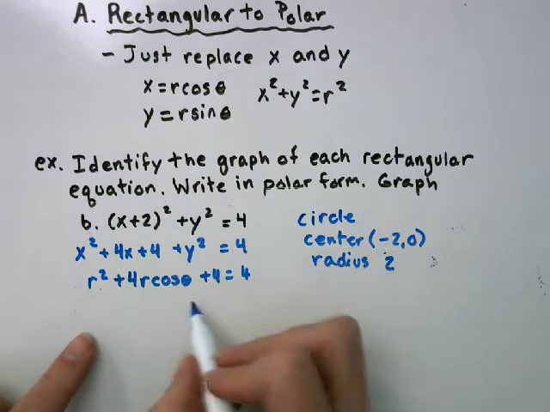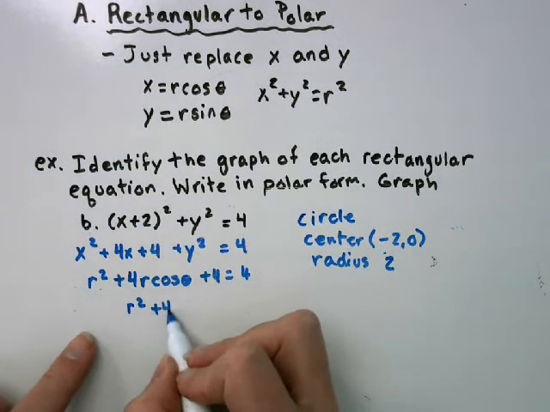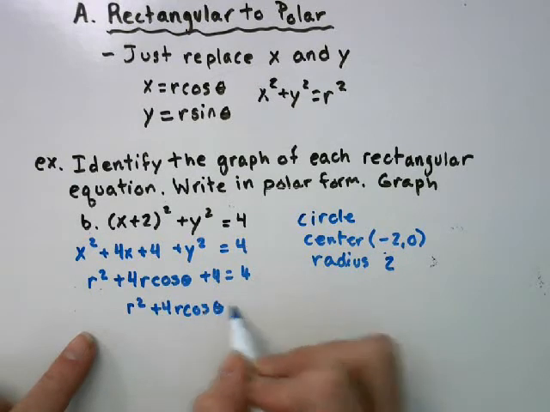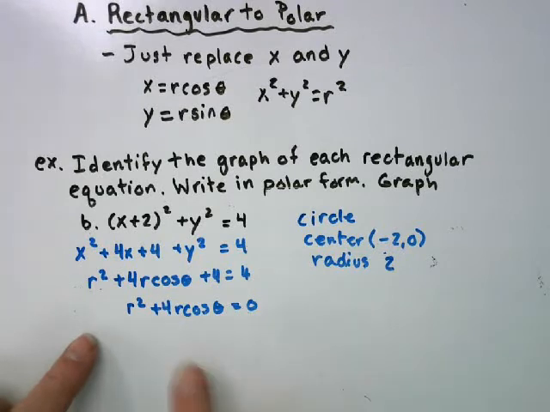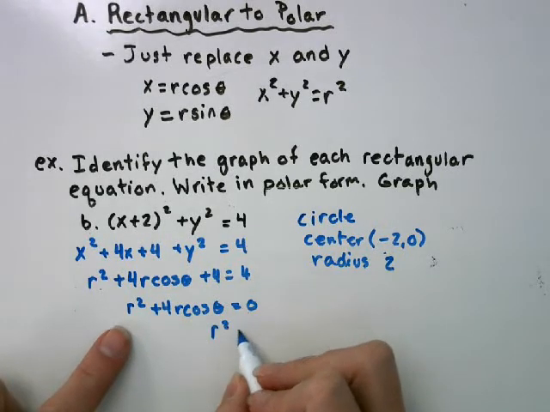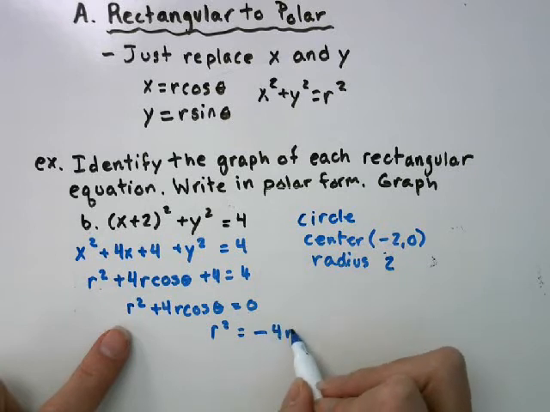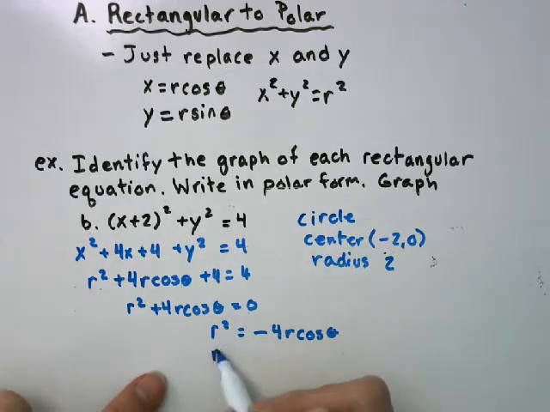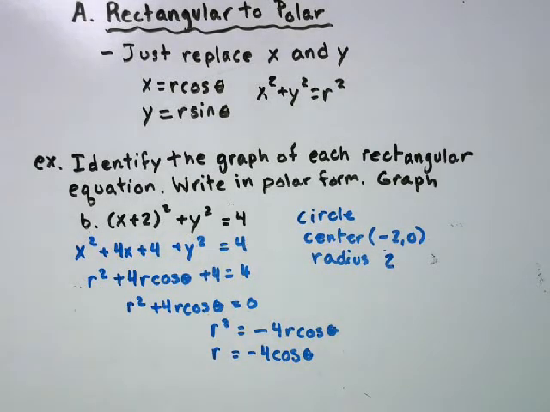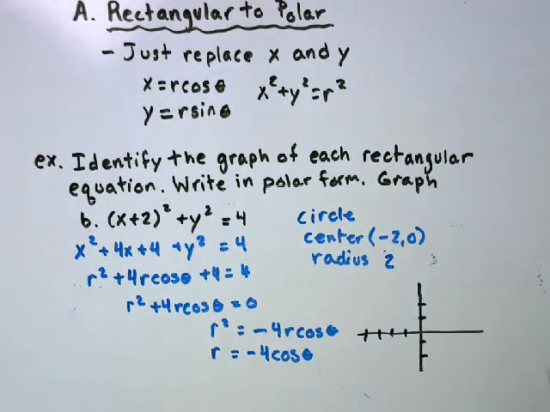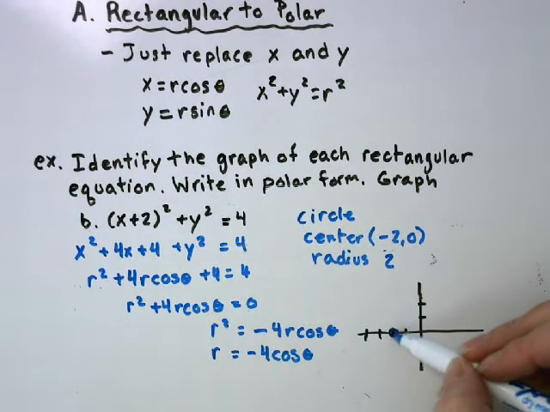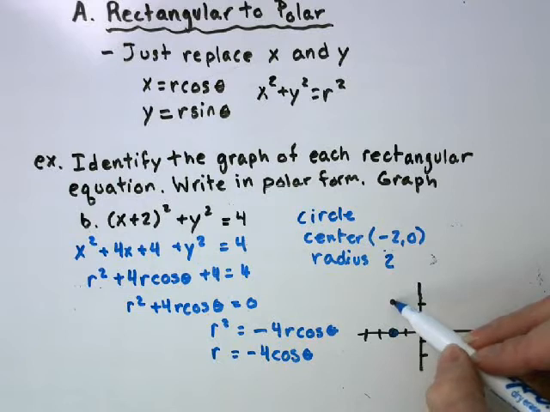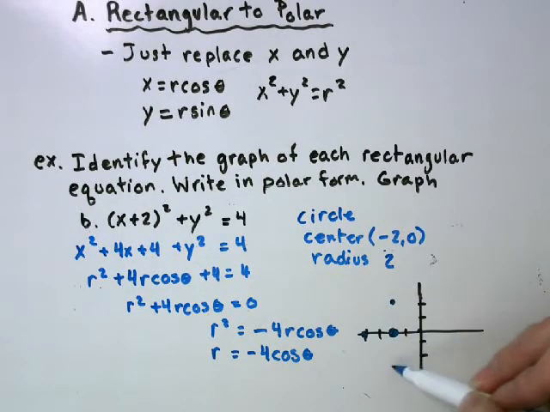First step, I'm just going to subtract 4 from both sides. So r squared plus 4r cosine theta equals 0. I'm going to subtract this bit over. So r squared equals -4r cosine theta. Then I'm going to divide both sides by r. So there is my polar equation. So for our graph, we're centered at -2, 0, and a radius of 2.